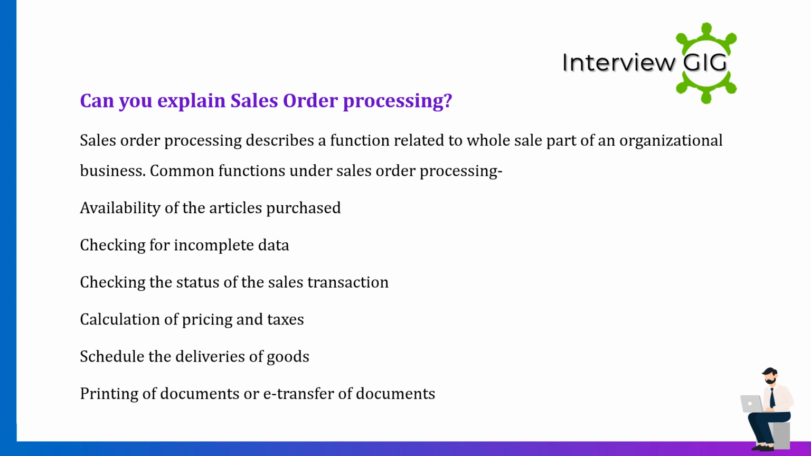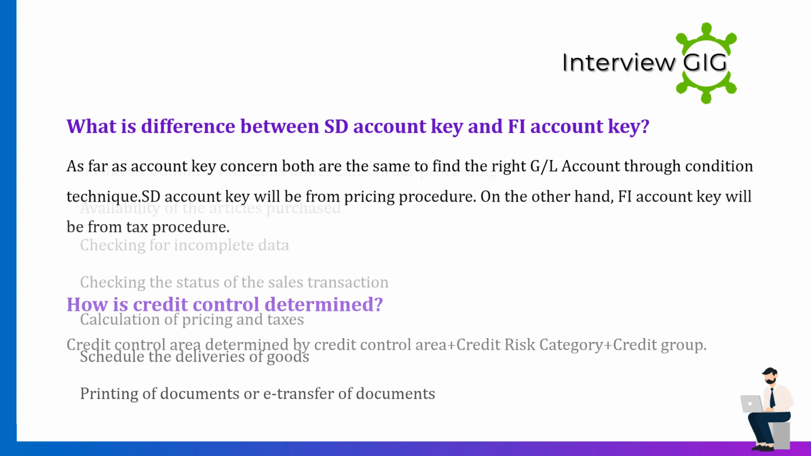Can you explain sales order processing? Sales order processing describes a function related to the wholesale part of an organizational business. Common functions under sales order processing: availability of the articles purchased, checking for incomplete data, checking the status of the sales transaction, calculation of pricing and taxes, scheduling the deliveries of goods, printing of documents or e-transfer of documents.